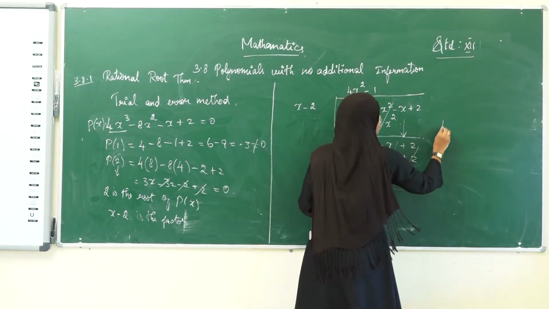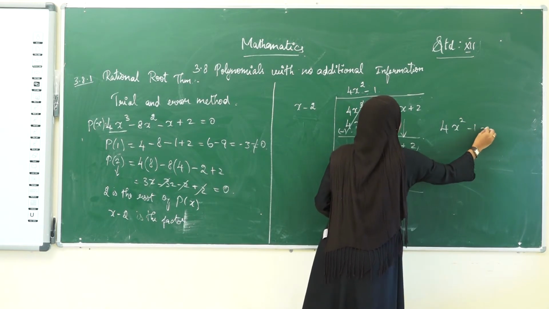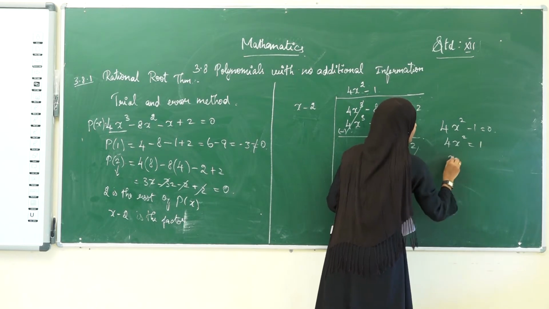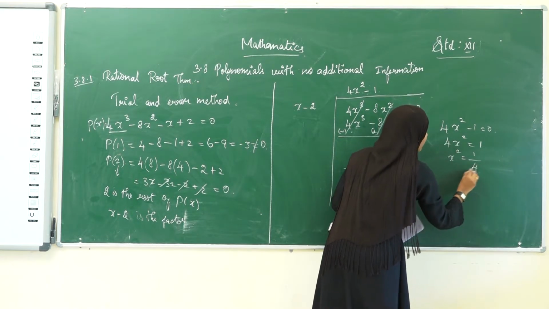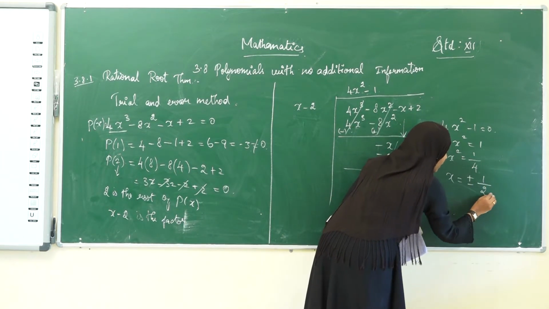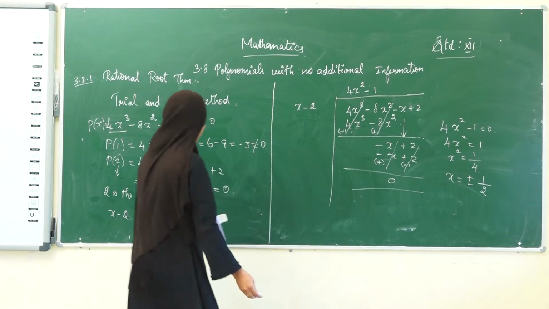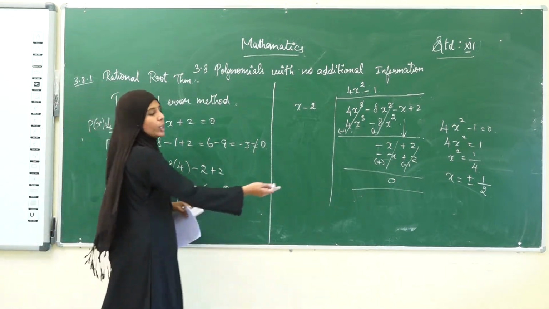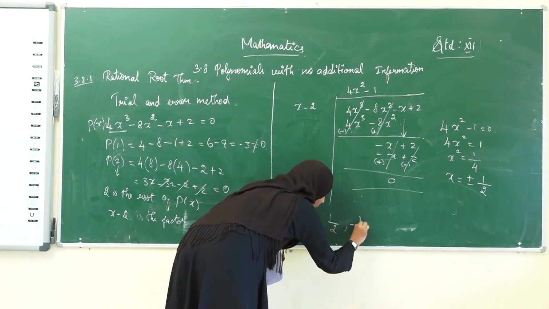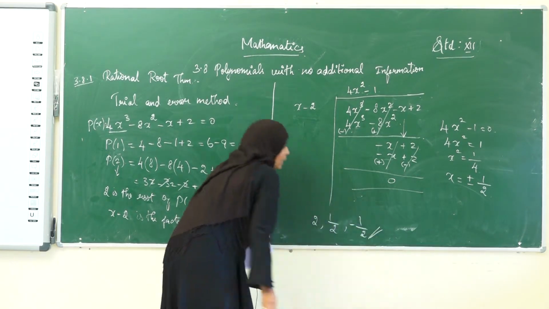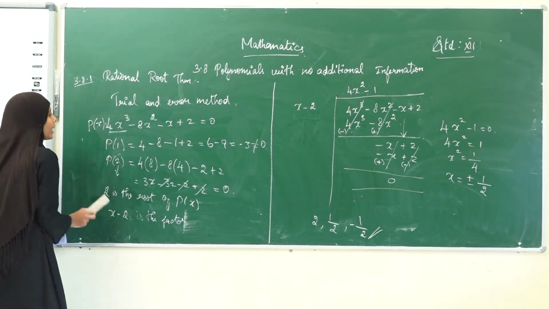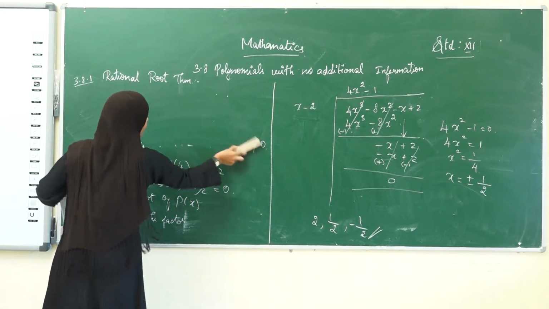Therefore, the other factor is 4x square minus 1 equal to 0. From this, 4x square is equal to 1. x square is equal to 1 divided by 4. Therefore, the value of x is equal to plus or minus 1 divided by 2. Already we have found 2 as one of its roots and we have found the other 2 roots. Therefore, what are the roots? 2, 1 by 2, minus 1 by 2 is the solution of this given equation. See how we did this by the trial and error method. This is how the trial and error method works.